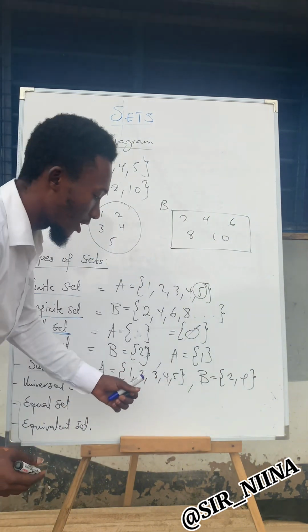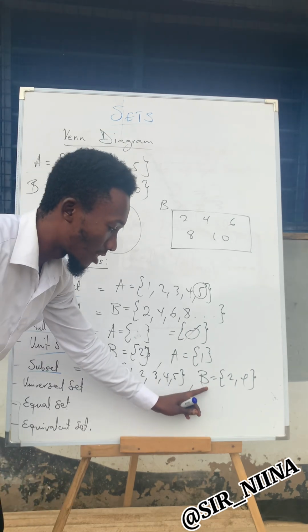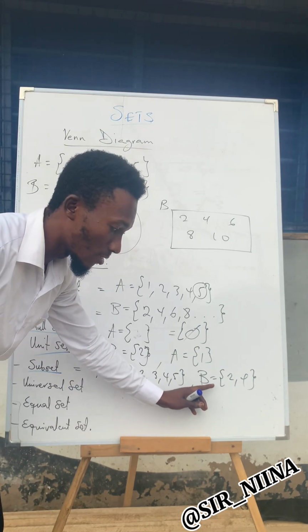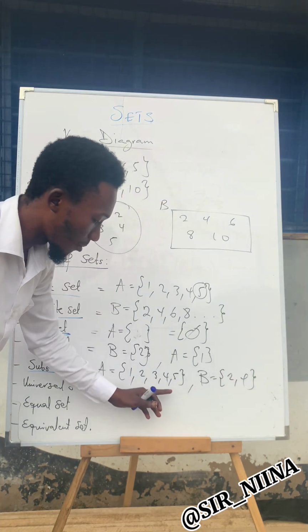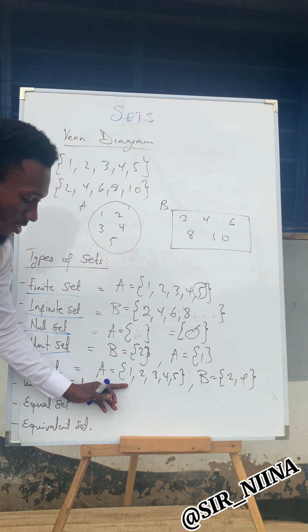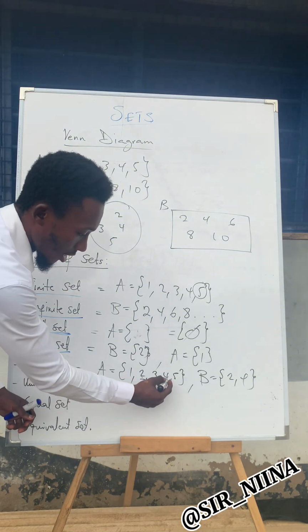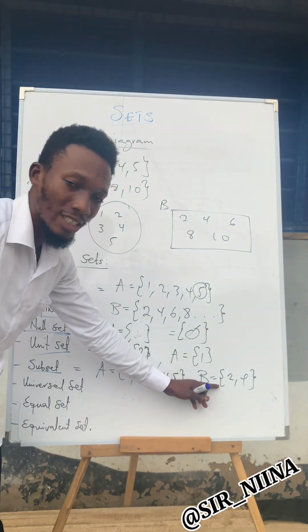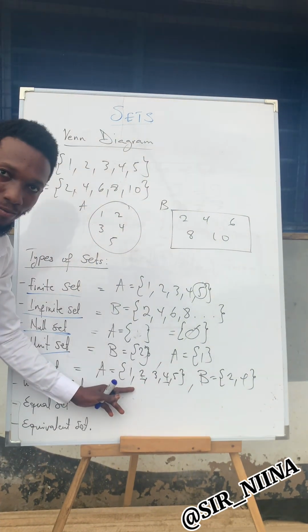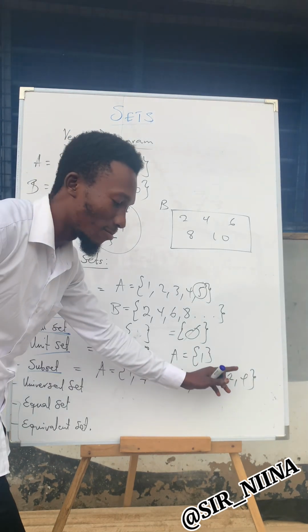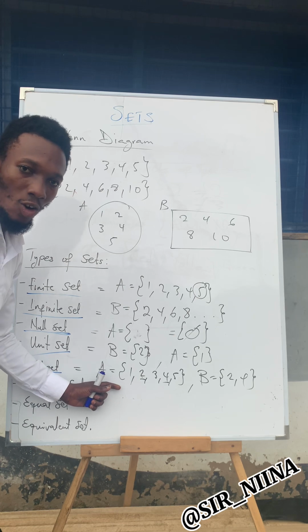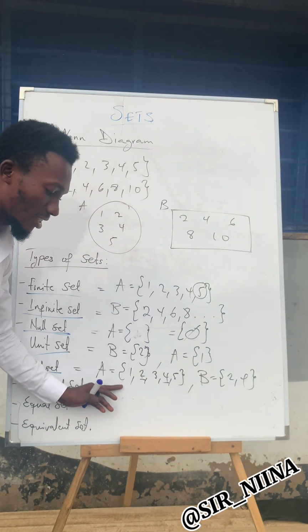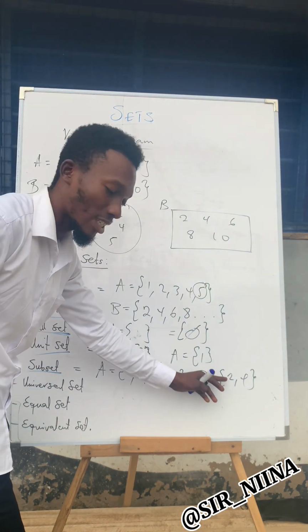Now over here you can realize that set B has two elements, which are 2 and 4, and these two elements can be found in set A, that is 2 and then 4. So B can be termed as a subset of A, because all elements in B can be found in set A. Therefore, B is a subset of A.